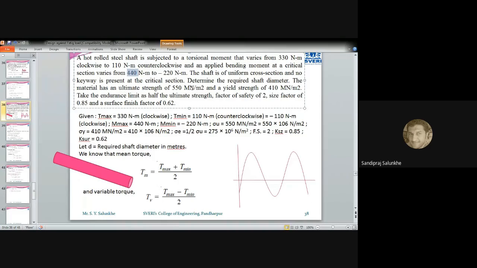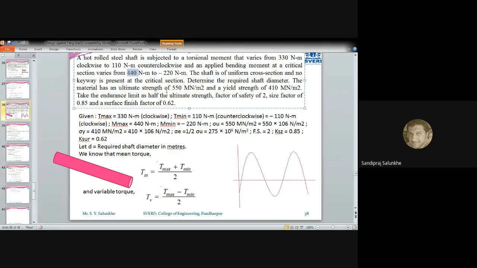Okay. The shaft is of uniform cross section and no keyway is present. Keyway or all other discontinuities or change in shape or geometry of that shaft, if the changes are there, then we are going to consider the stress will get concentrated over there. Here it has been mentioned that no change is there for the cross section of that shaft. So stress concentration factor will be 1 if you are going to consider it.